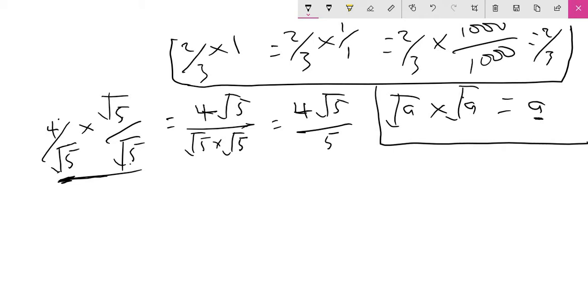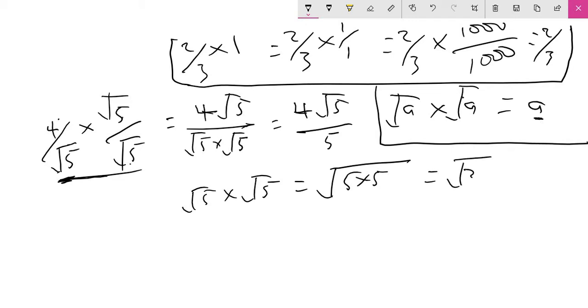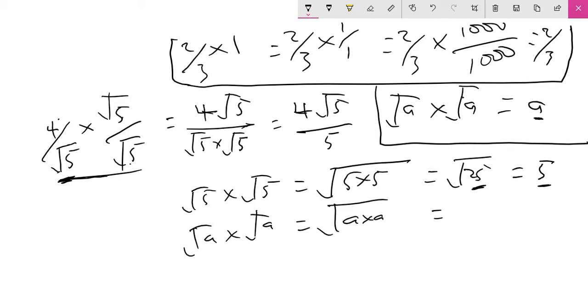Because actually you can see that root 5 times root 5 is equal to the root of 5 times 5, which is equal to root of 25. 25 is a perfect square, and this gives 5. So in the same way, root a times root a is equal to root of a times a. And since a times a is a perfect square, this basically gives a. So this is something you should remember for rationalization. And this is how it's done.